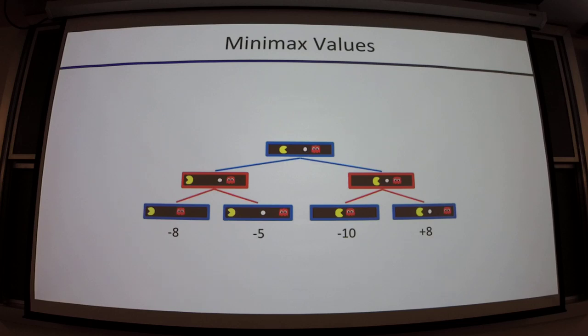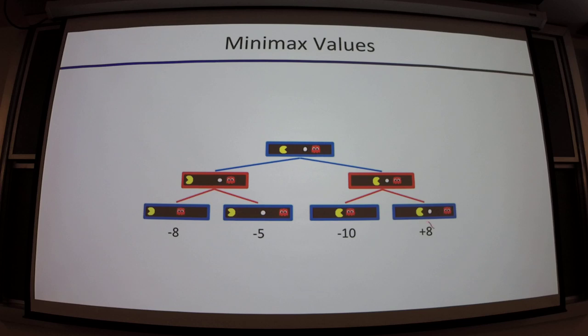Okay, so let's go through an example. The utility now of some node is going to be slightly different. It's still going to be the maximum utility that you can achieve from there, but it's going to take into consideration the behavior of the other agent. Okay, so let's say we start here. You can go left or you can go right, and then the ghost chooses. We're going to assume that the ghost is operating optimally. Okay?